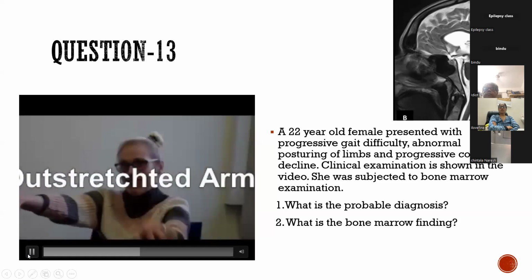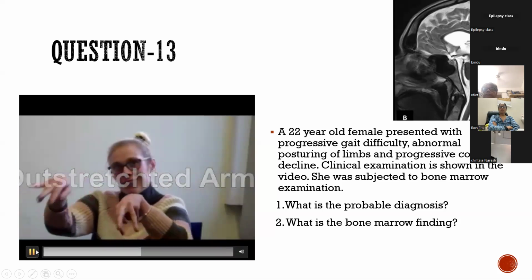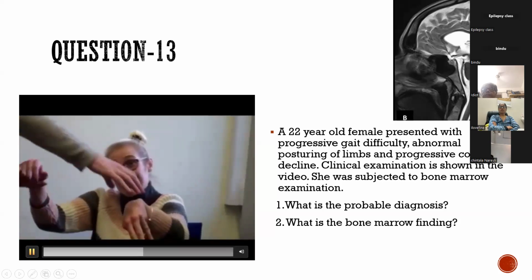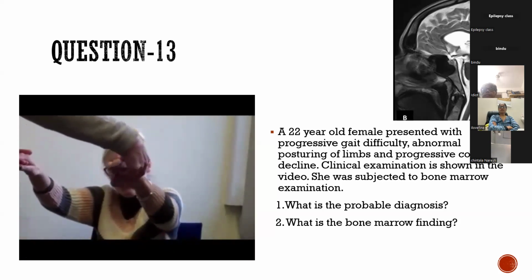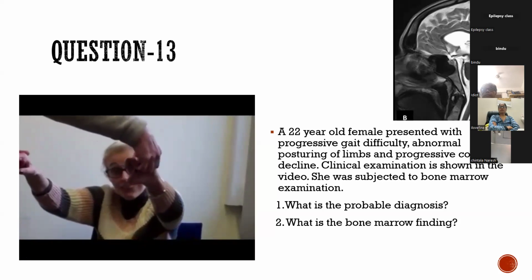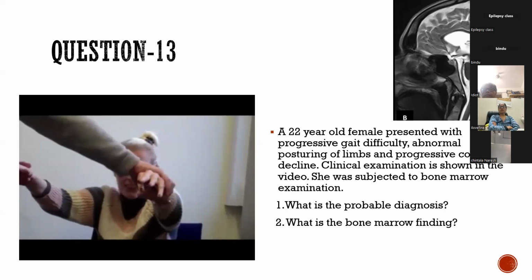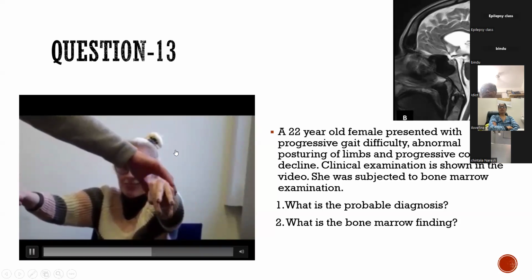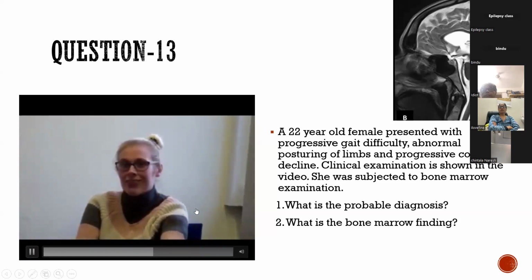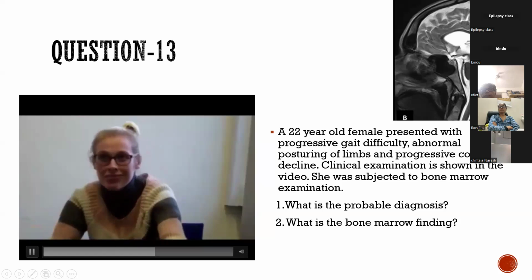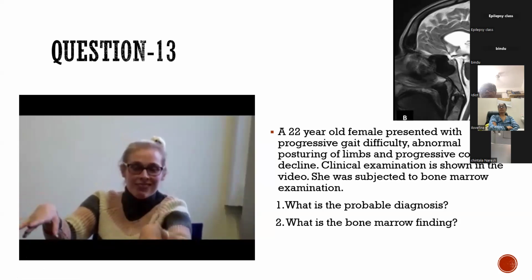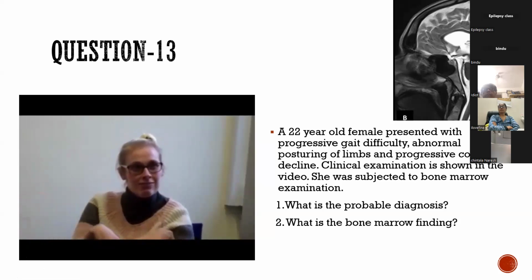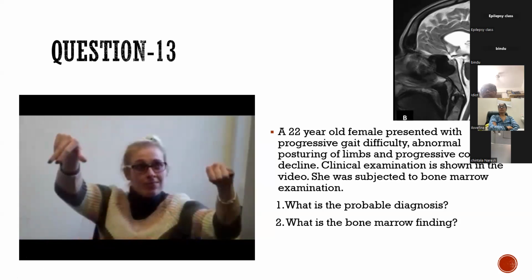There is upward as well as downward gaze restriction, whereas the sideward gaze restriction is normal. Horizontal is normal. The vertical movements are absent and horizontal is normal. So what is the probable diagnosis? What is the bone marrow finding?